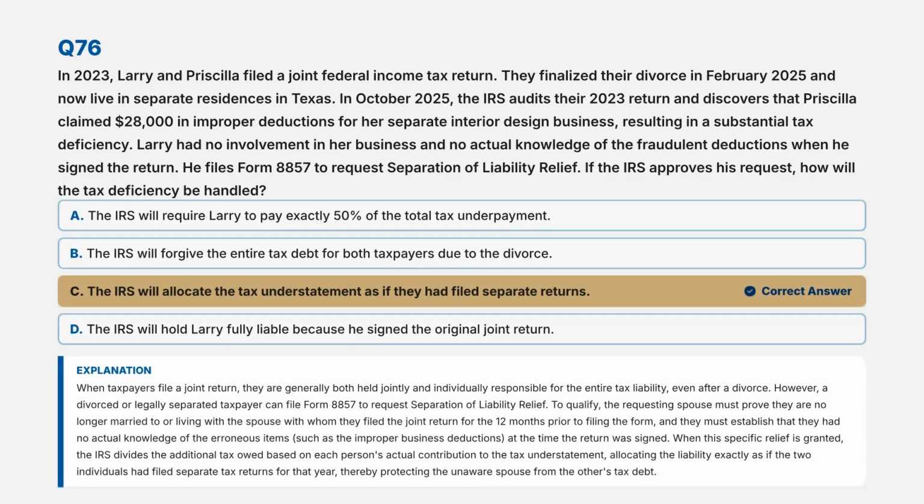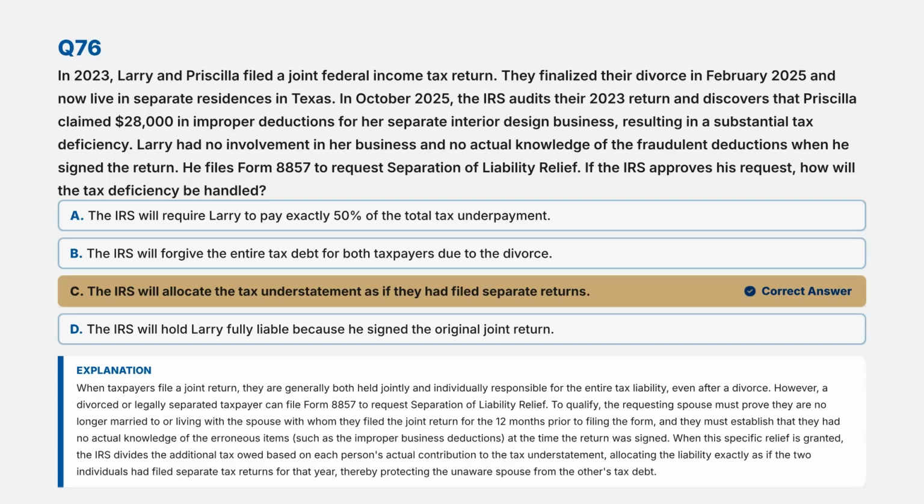The correct answer is C. The IRS will allocate the tax understatement as if they had filed separate returns. When taxpayers file a joint return, they are generally both held jointly and individually responsible for the entire tax liability, even after a divorce. However, a divorced or legally separated taxpayer can file Form 8857 to request separation of liability relief.